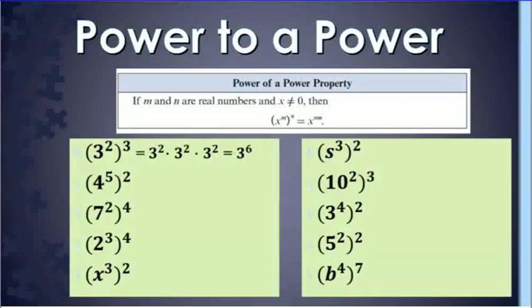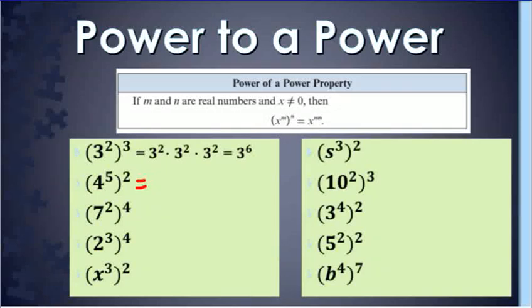A power of a power property. So the first one has been done for you. 3 squared to the third power is really saying 3 squared times 3 squared times 3 squared. And we already know that when you're multiplying like bases, you add the exponents. 2 plus 2 plus 2 gives you 6. Therefore, we can say 3 squared to the third is the same thing as 3 to the 2 times 3, which would give you your 6, so 3 to the 6th.